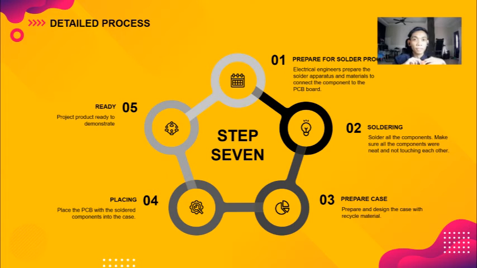So for step 7, we prepare for solder. Not we, the electrical engineer, excuse me. So for step 7, the electrical engineer will prepare for the solder process. The electrical engineer prepares the solder apparatus and materials to connect the components to the PC board. Second, for soldering, the electrical engineer will solder all of the components, making sure all the components are neat and their legs are not touching each other, because if the legs touch each other, it will cause a short circuit.